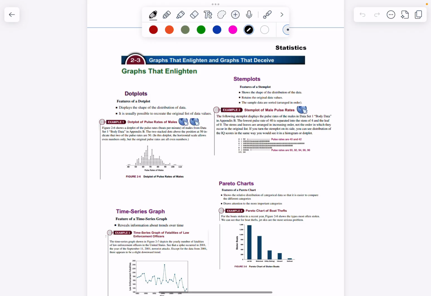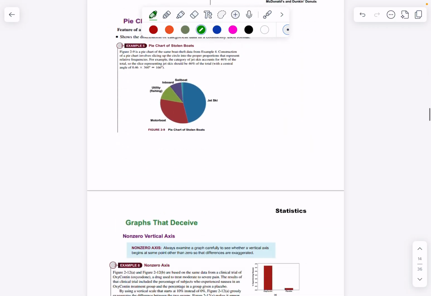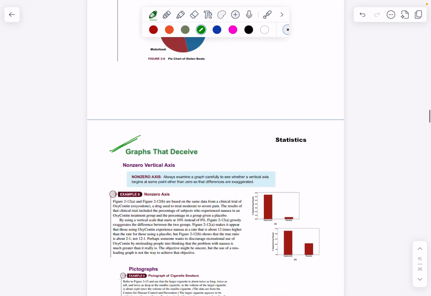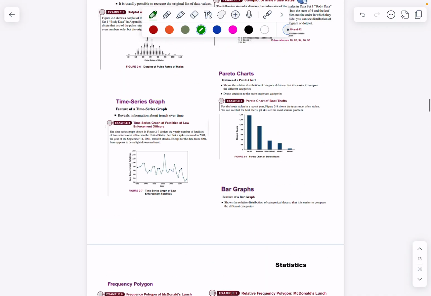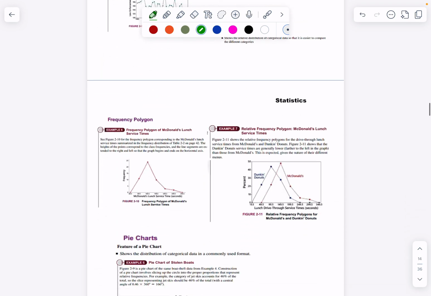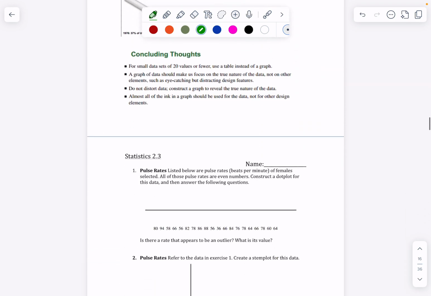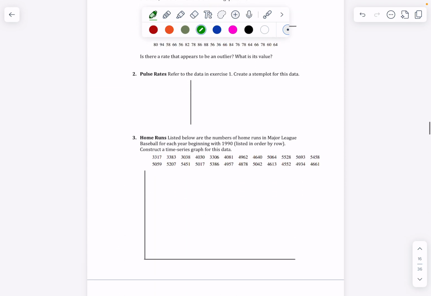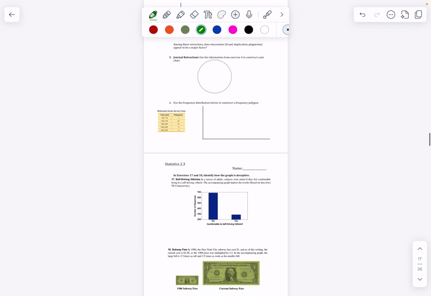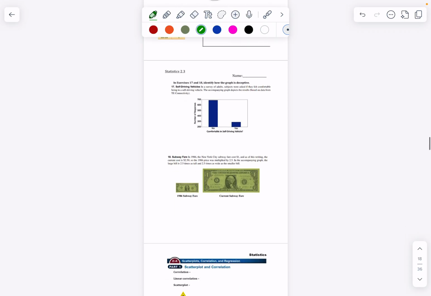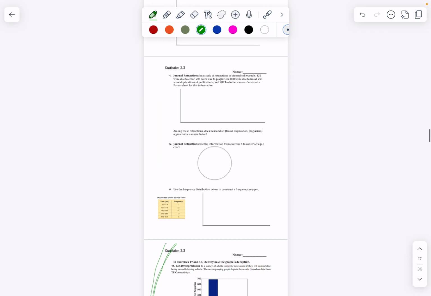The title is Graphs That Enlighten and Graphs That Deceive. We're just going to do the enlighten part today, and we'll save the deceptive graphs for tomorrow. But you can tell where the division is. The deceptive graphs start in this one. So we'll do a whole front and back of a page of notes. And then the homework is like 3 pages. It's a front and a back and then another page here. So after today, you should be able to do everything except 17 and 18, and we'll talk about that tomorrow.